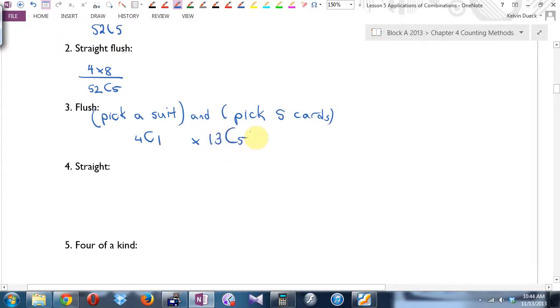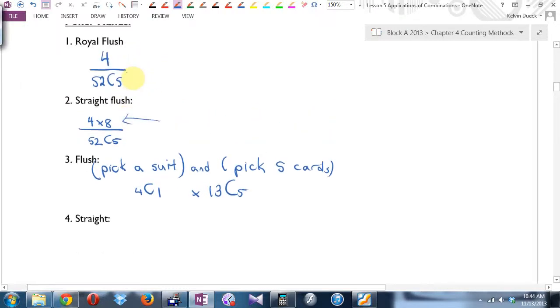The only problem is that this also includes straight flushes and royal flushes. So once you figure that out, you would have to subtract 32, and then you would have to subtract 4.